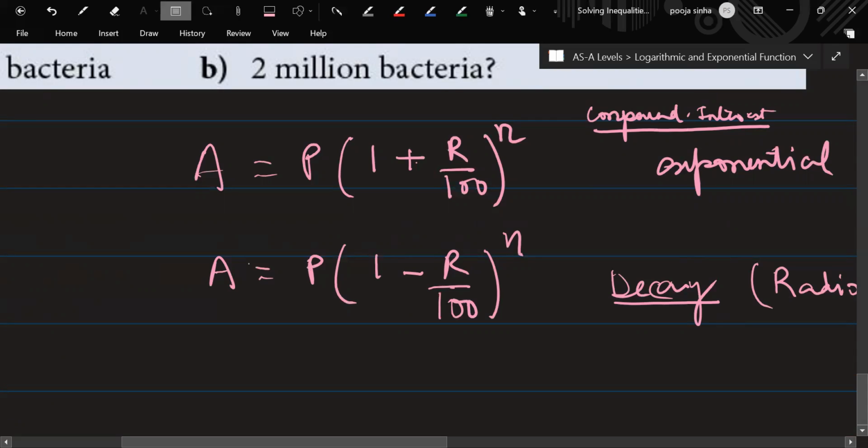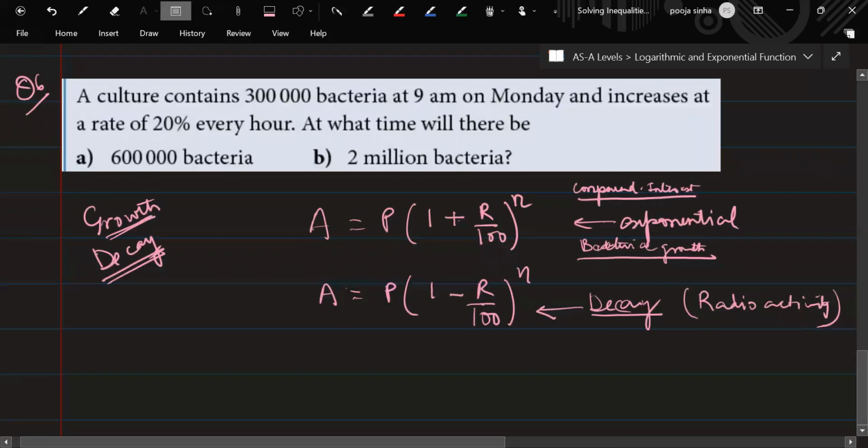Okay, so compound interest, bacterial growth, all of these questions will need this kind of formula. All decay questions will need this formula. Okay? Yeah. So now look at the question here.